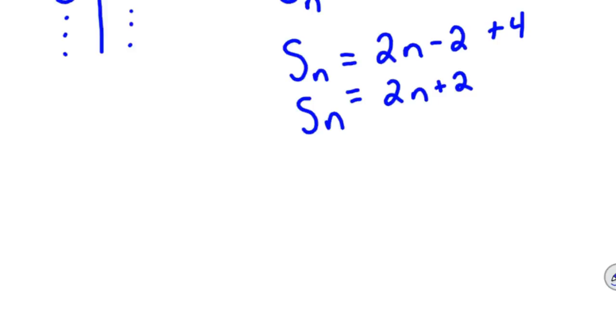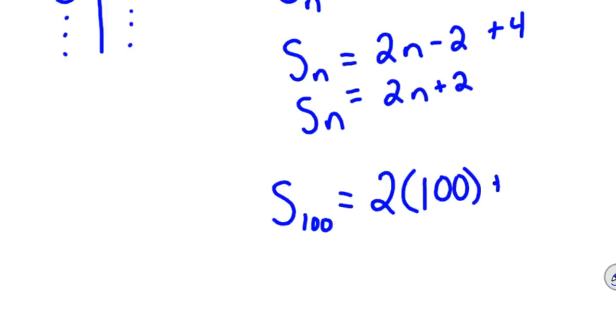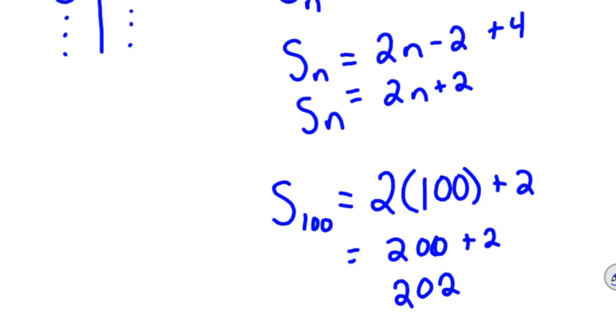So now what's nice is if you want the 100th term, you don't have to find the 99th term. You can just plug it in. So the 100th term in this case is 2 times 100 plus 2. So if I had 100 tables in a row, I would have 200 plus 2, so we'd have 202 students.